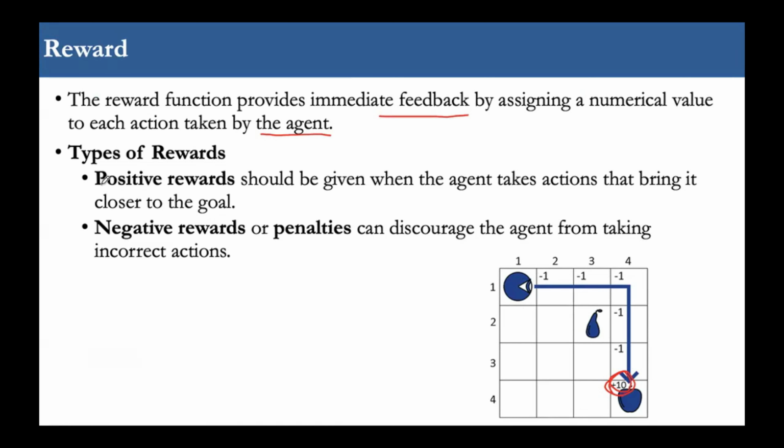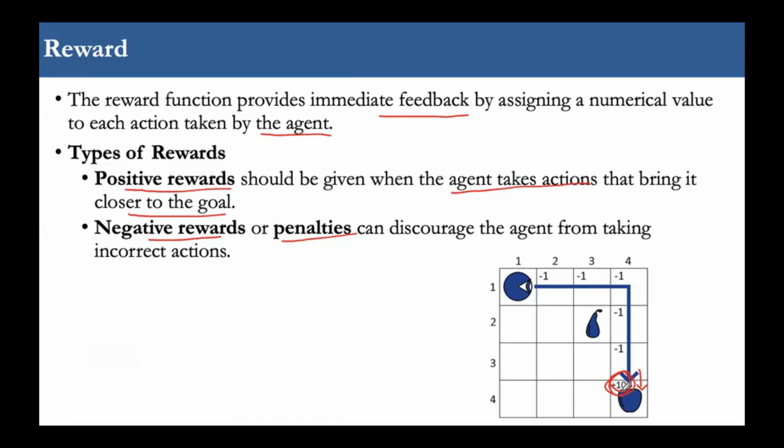Okay. What are the different types of rewards? A positive reward and a negative reward or penalty. So what is a positive reward? It should be given when the agent takes actions that bring it closer to the goal. When it is closer to the goal, then we'll get a positive reward. So here, you can see it's very close to the goal and it is getting a positive reward of +1.